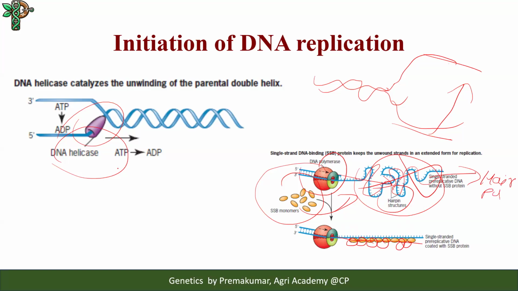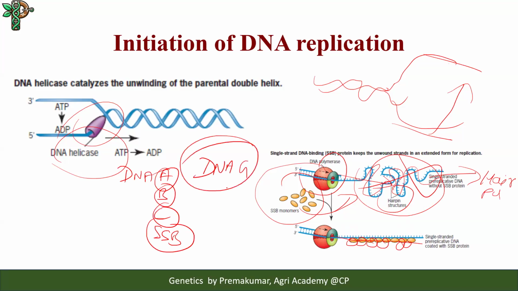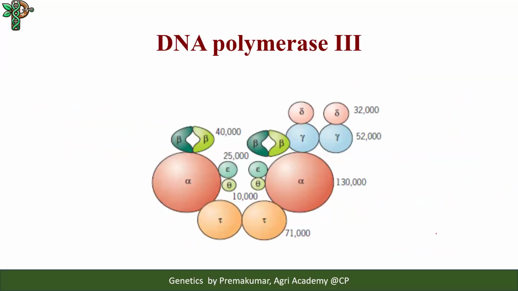That's why DnaA, B, C, and SSB are very, very important. Another protein called DnaG synthesizes the primer, and it makes a 3' OH available, so that whenever the DNA polymerase comes and makes use of this 3' OH, your DNA replication starts. This is how the initiation will occur.